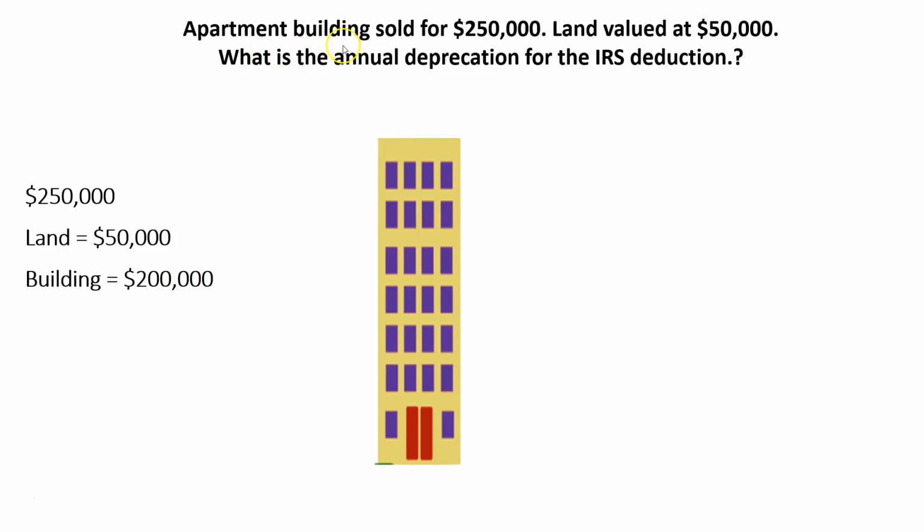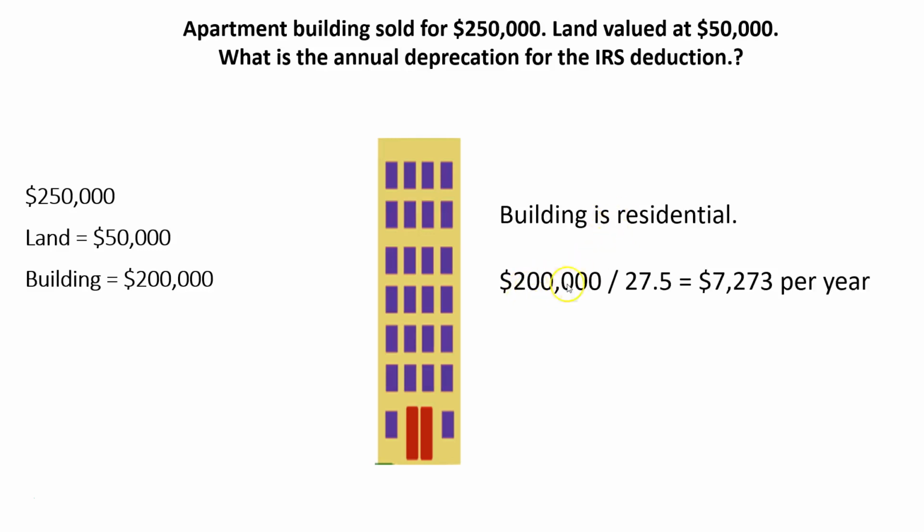This is an apartment building. That means it's residential. And for IRS deduction depreciations, we use 27.5 years for residential, 39 years for non-residential. It may be a commercial building, but it's still residential. People get confused with that as well. So what we do, we get the 200,000 divided by 27.5, and it gives us 7,273 per year annual IRS deduction from our income taxes.